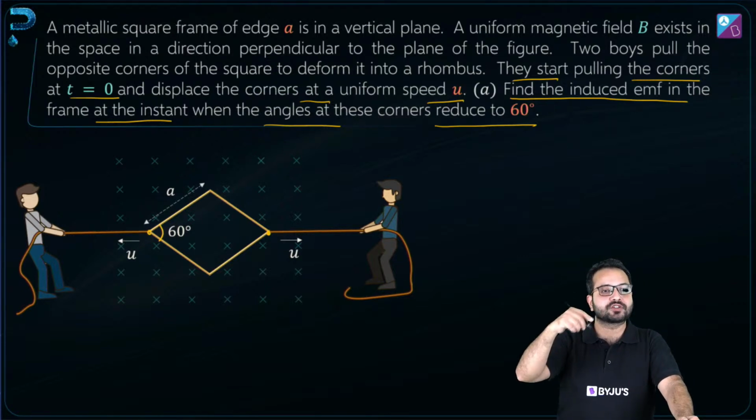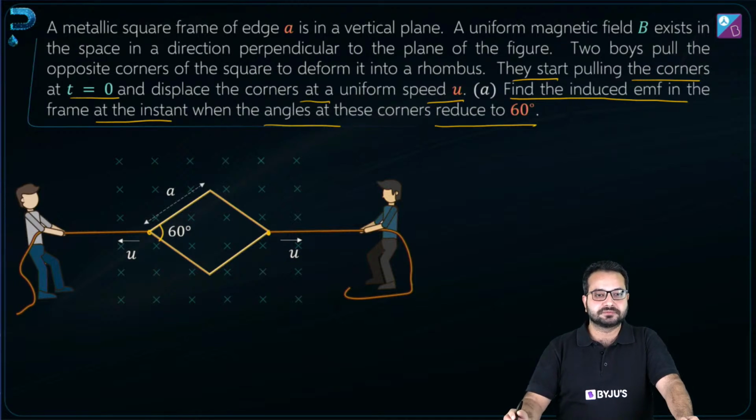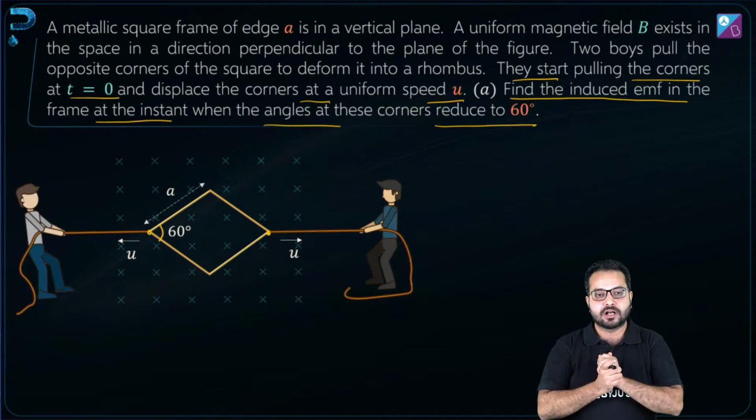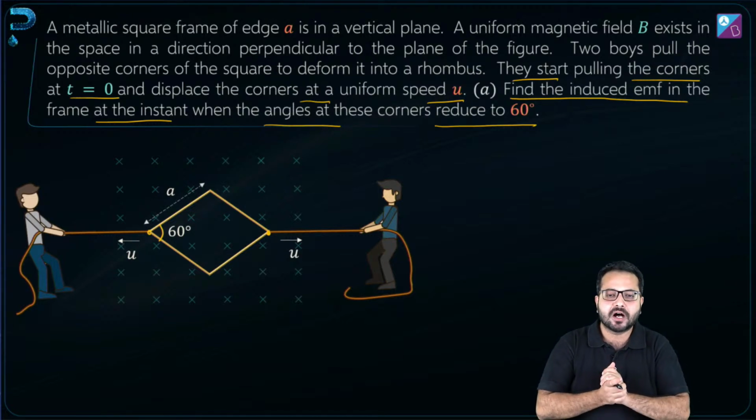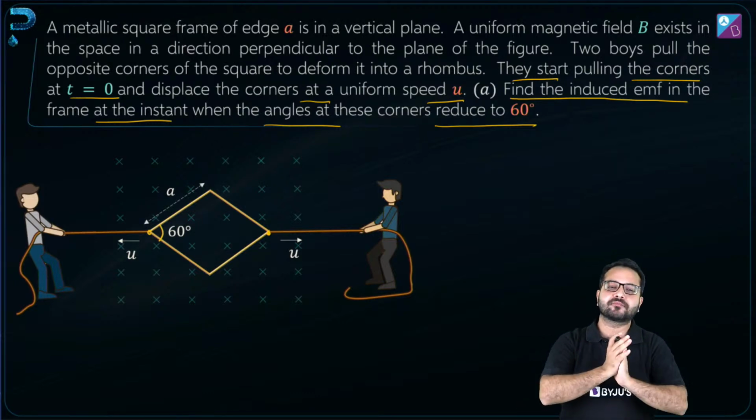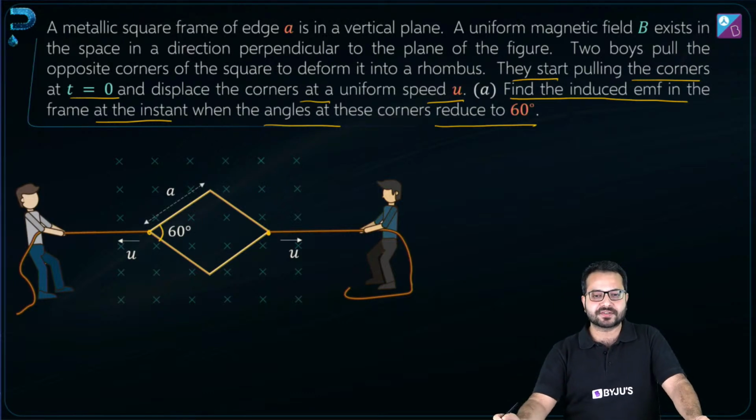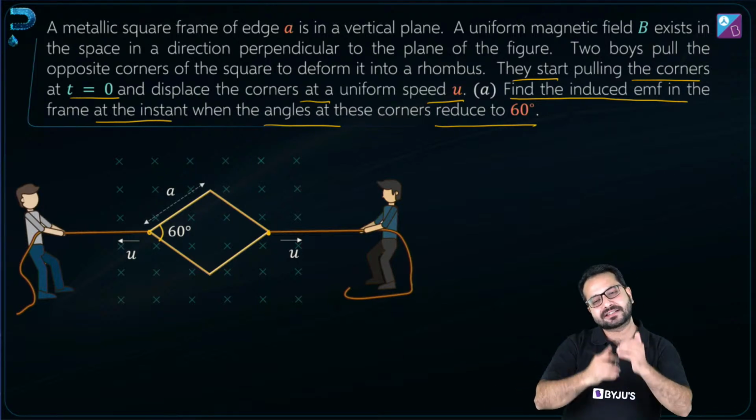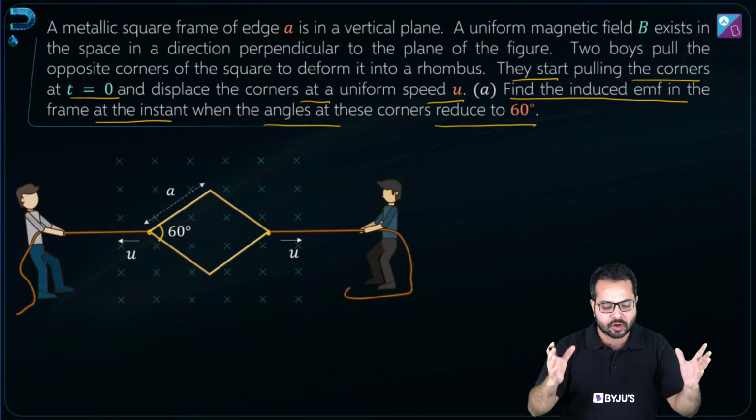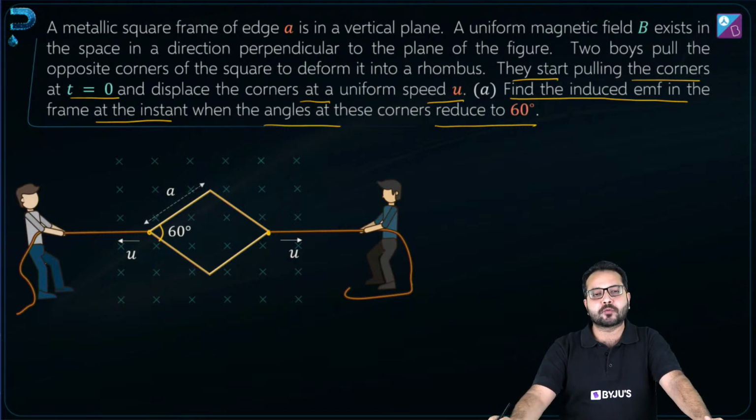I think the comments are not scrolling. Alright, so Captain Jack Sparrow is telling motional EMF. That's a way to look at it, but generally when we have a conductor moving with some velocity, then we go for motional EMF. Otherwise, we have a more fundamental law. Okay, what is the most fundamental law involved in electromagnetic induction?